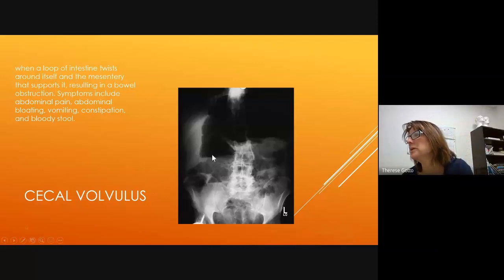And you can tell there is something wrong here because this dilated large bowel is huge, okay? And then you have this solid fecal matter here. You have an air fluid level.